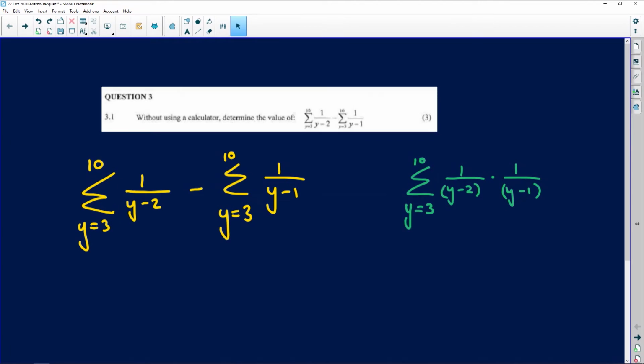Let's have a look. The question is asking us, it's for 3 marks, which is very, very interesting that they give us 3 marks to do this work. But let's see. It says sigma, which we all know means take the sum of all the terms that start for this sequence, that's starting at y equal to 3 and ending at 10, and here also starting at 3, ending at 10 for this sequence. Now, if you look carefully, this is y minus 2, and that is y minus 1.